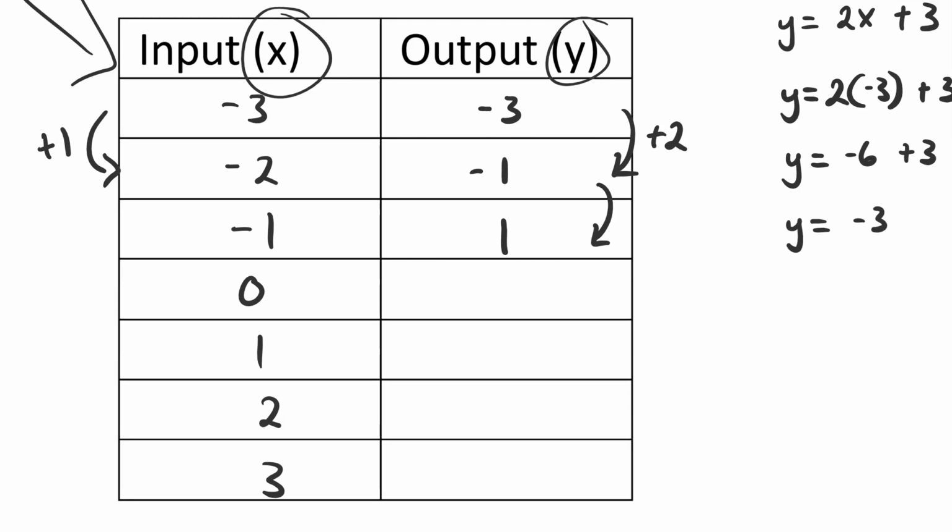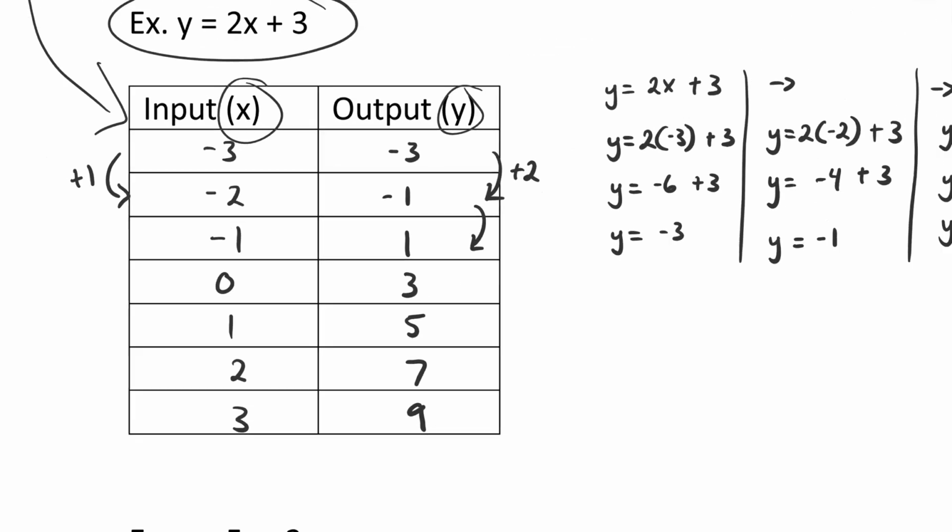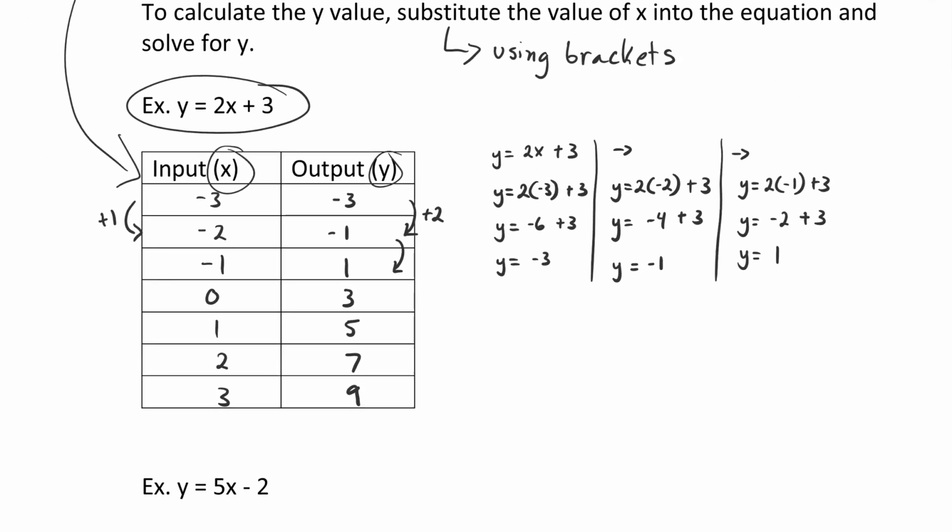So when we had negative 1, it resulted in a 1. If we have 0, well, 1 plus 2 is going to lead us to 3. 3 plus 2 is going to lead us to 5. 5 plus 2 is 7, and 7 plus 2 is 9. So that's going to help us fill in the rest of our table of values because we know what the change is for y every time we increase the x by 1.